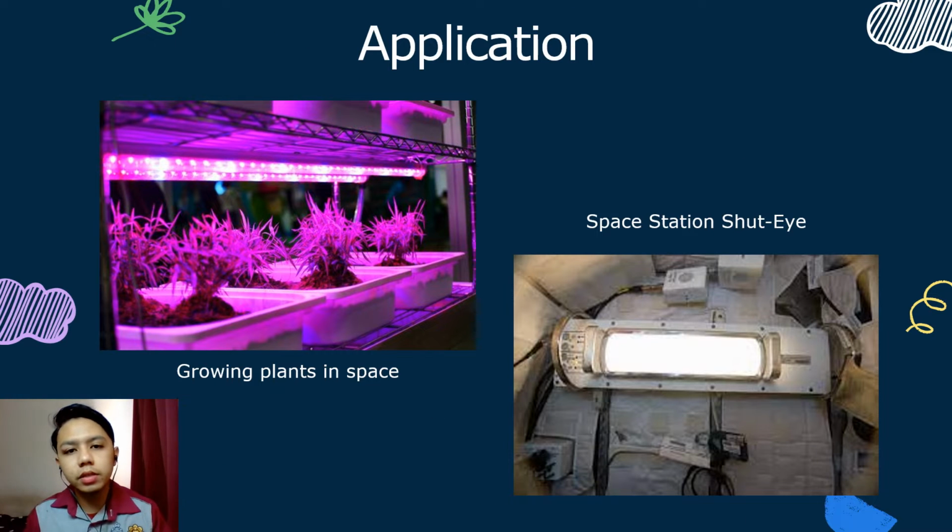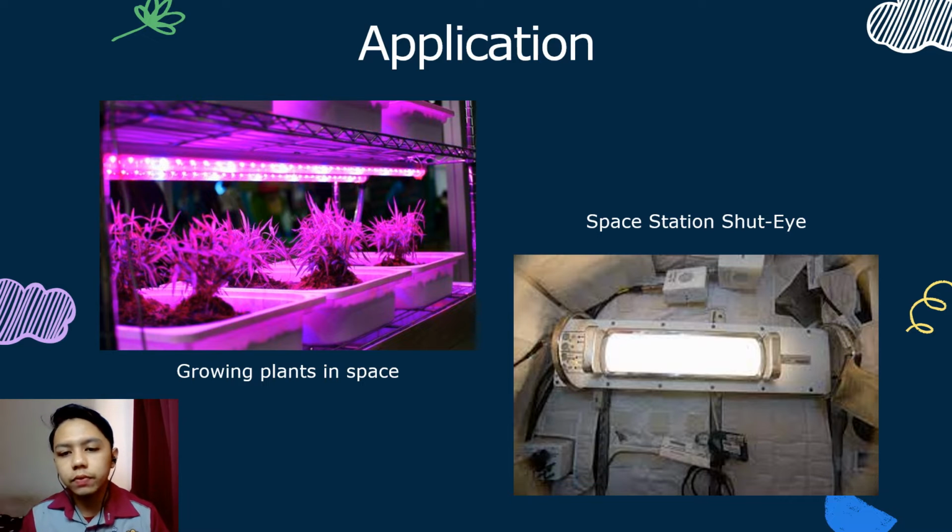Okay, now let us see the application of InGaN LED. As you can see from the picture on the left, it is being used for growing plant in space. We know that all plants require lights for photosynthesis. Therefore, the LEDs are acting as the sun, which will give the plant the source of light, because this is the basic need for the photosynthesis.